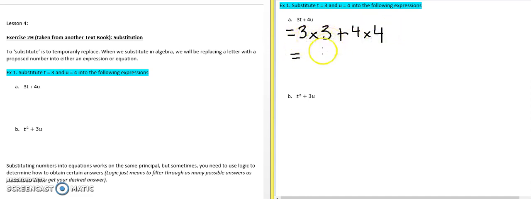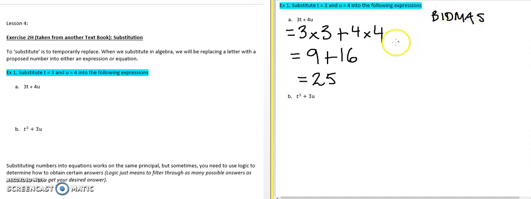So work out this multiplication first. 3 times 3 is 9. Work out this multiplication second. 4 times 4 is 16. And in this case, 9 plus 16 is 25. Just remember your BIDMAS rules when you carry out this equation here. You have to do the multiplications first before you do the addition. That's why multiplication comes first, and then addition.